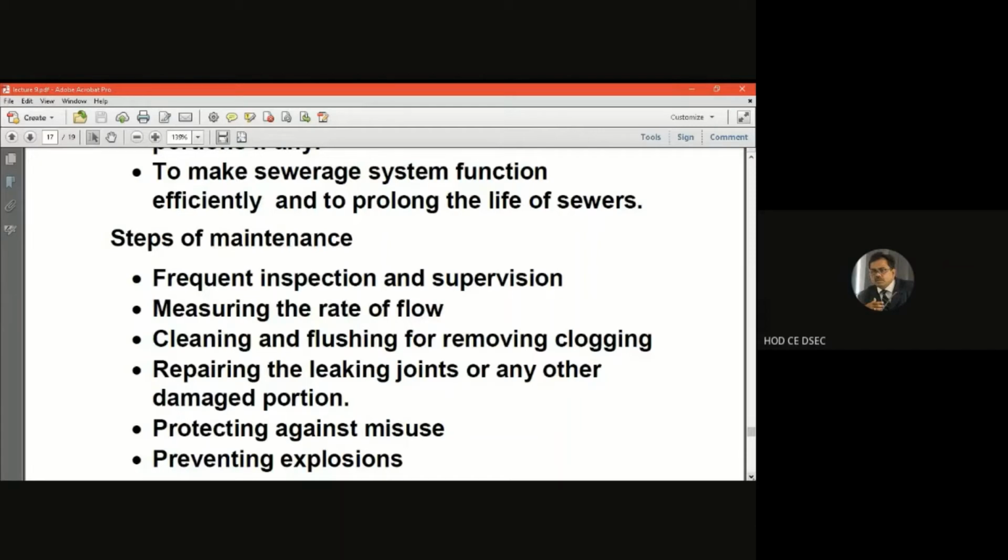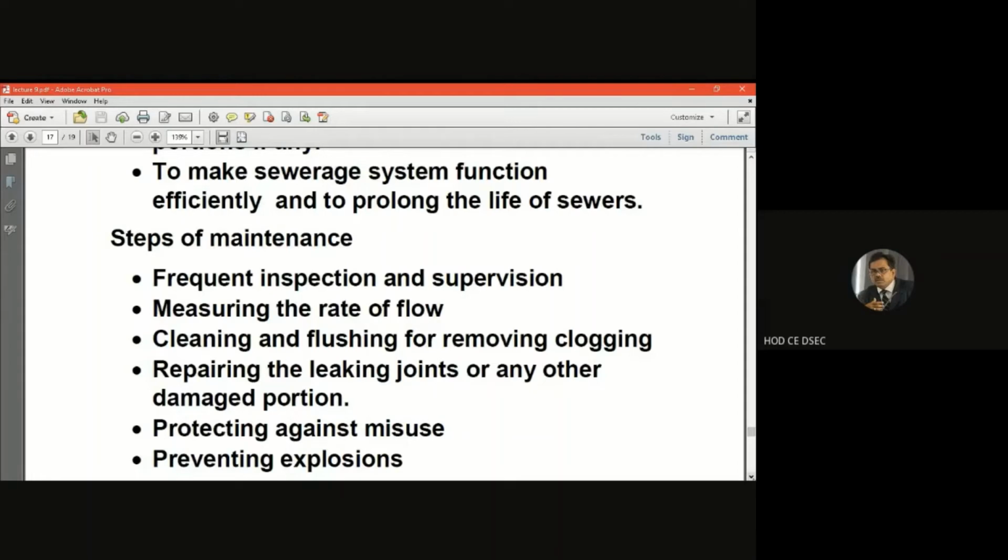Cleaning and flushing for removing clogging. Yes, the debris materials, if choked in the pipes, definitely have to be cleaned and flushed to remove these particles. Repairing the leaking joints or any other damaged portion. If any joints in the pipe are found leaking, then definitely it has to be taken care of, because wastewater through leakage creates a hazardous situation in the ecosystem, because it may mix with the water supply line. So definitely repairing the leaking joints or any other damaged portion has to be taken care of.